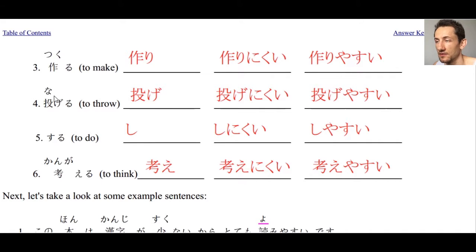Easy to make. Number 4, nageru, to throw. So nagemasu. So we get nage, nagenikui, nageyasui. So for example, maybe a bowling ball is hard to throw, or like an oblong, weird shaped ball is nagenikui, not easy to throw, difficult to throw. Number 5, suru. So we get shimasu. We drop mas and get shi, shinikui, shiyasui. Easy to do, difficult to do. And the last one, kangaeru. So we get kangae, kangaemasu, kangaenikui, kangaeyasui.